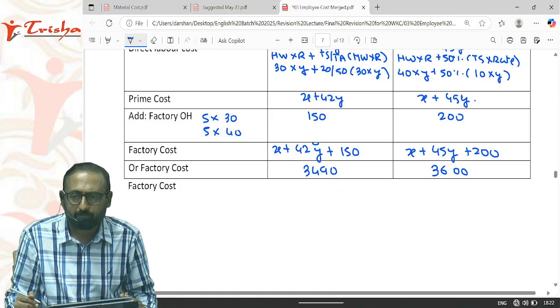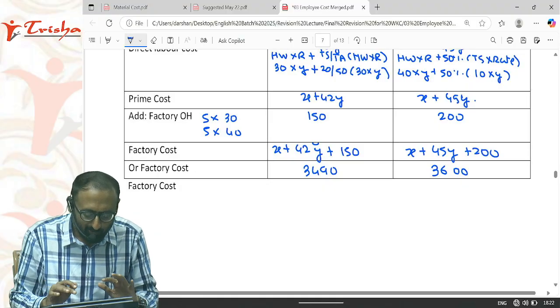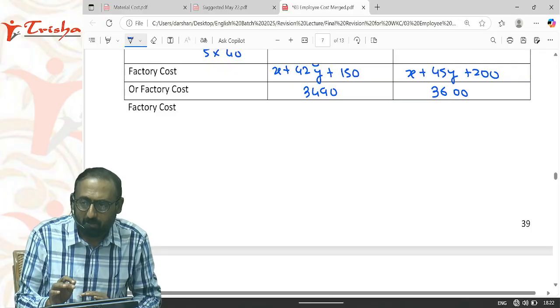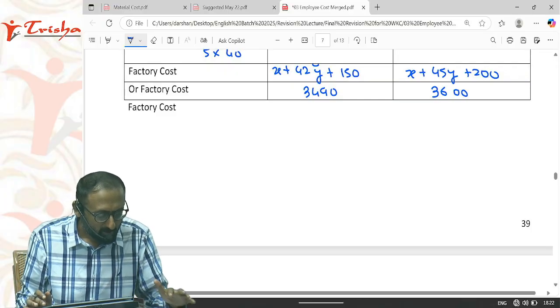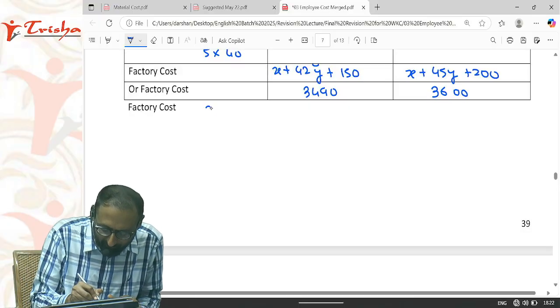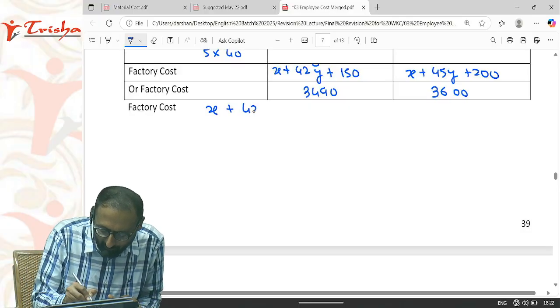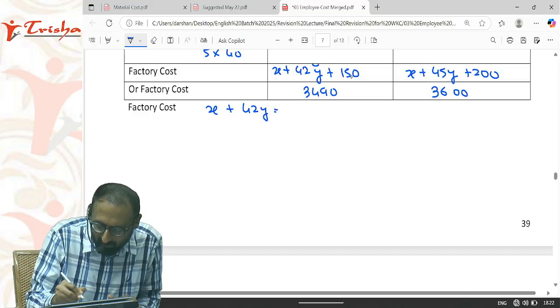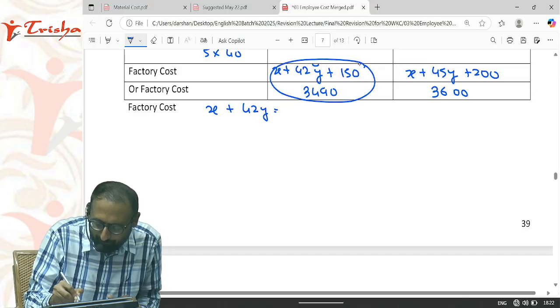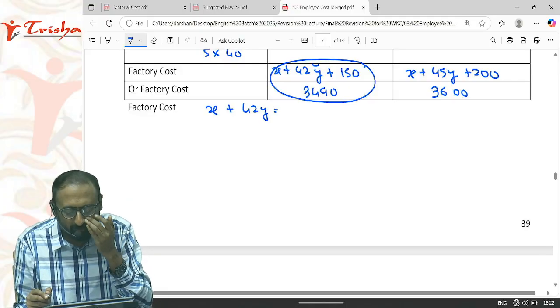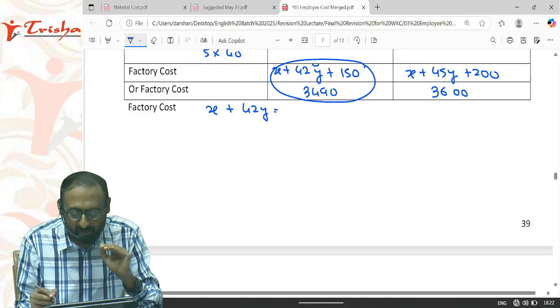Perfect, Sarji? Yes or no? Now compare the factory cost. What will be your first equation? Sarji, what will be your first equation? First equation will be x plus 42y is equal to, sir, you are equating these two. So 3490 minus 150. Can you please tell me how much it will be? Is it 3340?